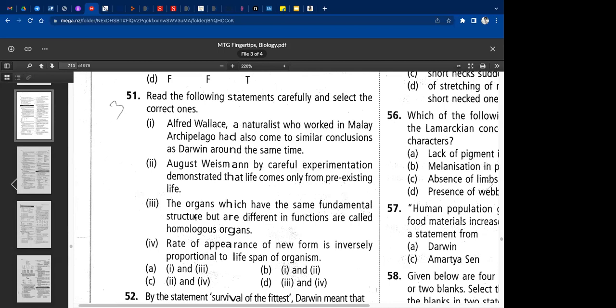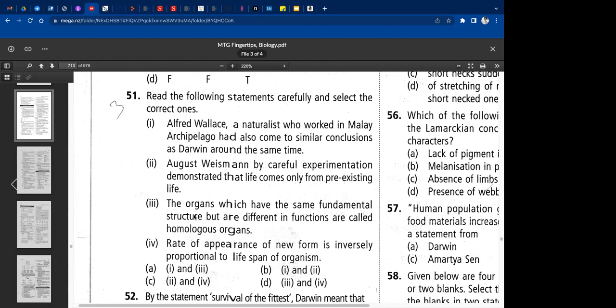Read the following statements carefully and select the correct ones. First, Alfred Wallace, a naturalist who worked at Malay Archipelago, had also come to similar conclusions as Darwin around the same time. Now remember, you have not heard about all these names. But remember, you don't have to choose 1, 2, 3, or 4. The options are below, which are either 1 and 3, 1 and 2, things like that. I just want to see if something comes which is slightly out of the textbook. So how will you handle it? Yes, Rifat.